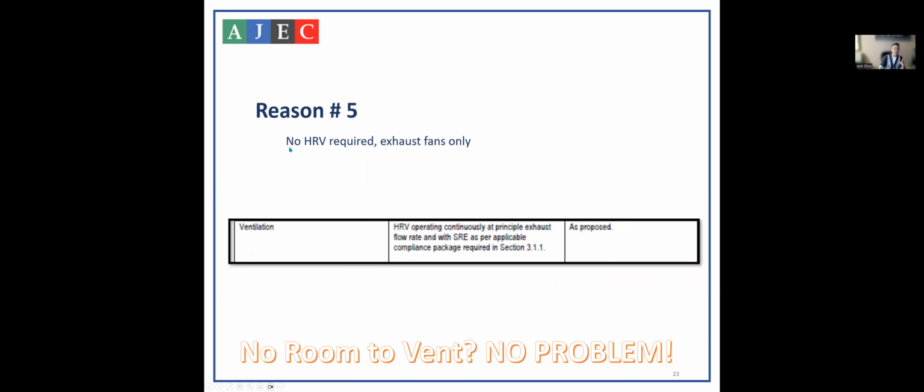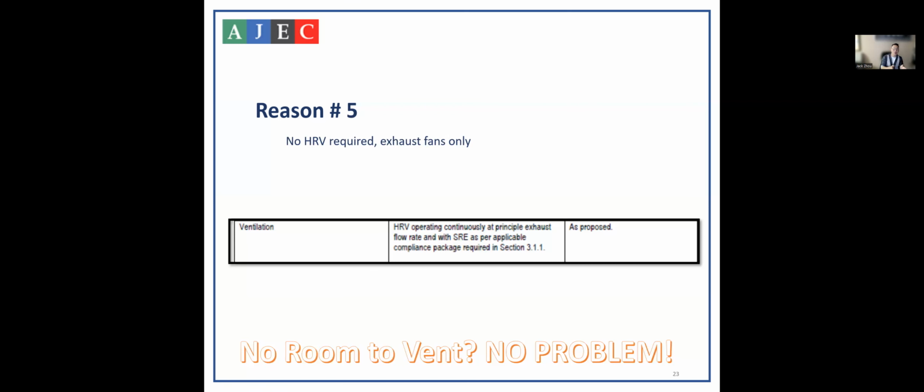Reason number 5 is no HRV is required, exhaust fan only. So most of you probably understand that building code requires HRV or ERV. That's mandatory. But if you go through energy modeling, you do not need to install an HRV. You can just use an exhaust fan for your ventilation requirement.